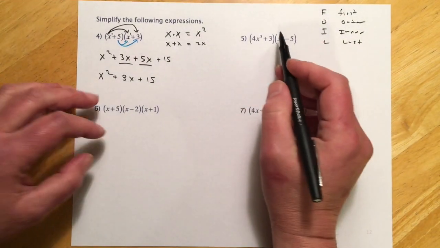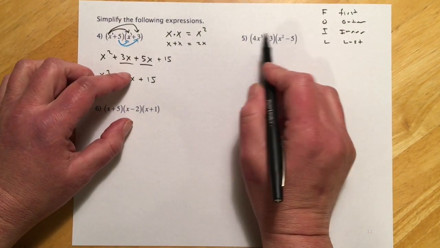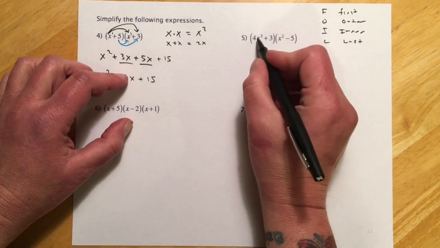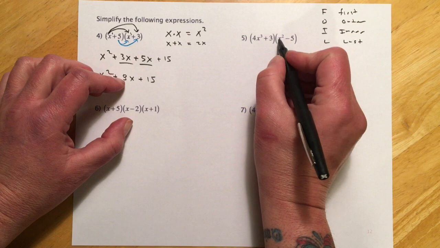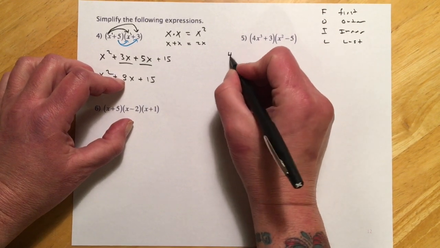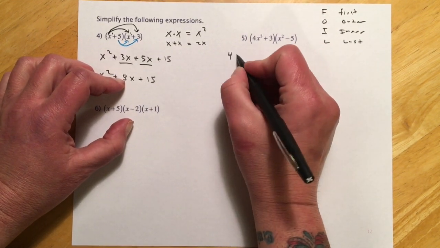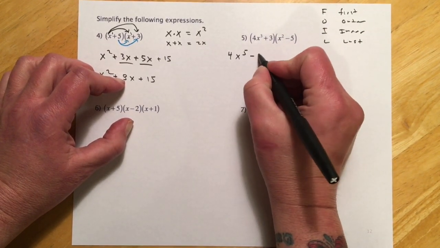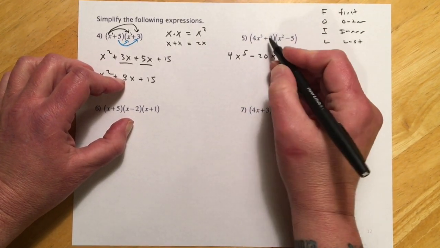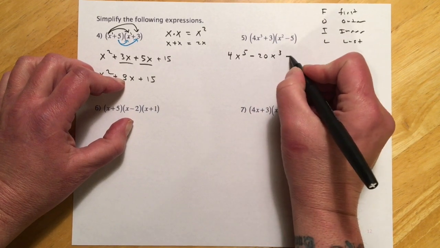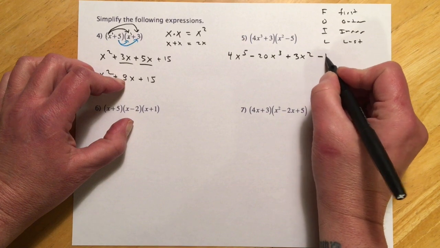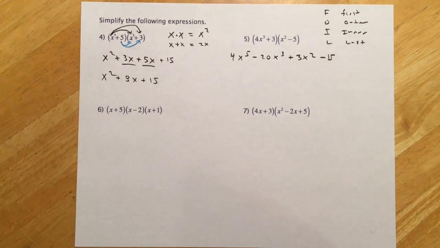This next one is slightly different, just in that we've got cubes and squares, so it's going to be kind of a big mess at the end, but here it is. So 4x cubed times x squared, so it's going to be 4, 3 here, 2 there, so that's going to be x to the fifth. 4 times 5, so it's going to be minus 20x cubed. And then 3 times x squared, so 3x squared. And 3 times minus 5 for minus 15.